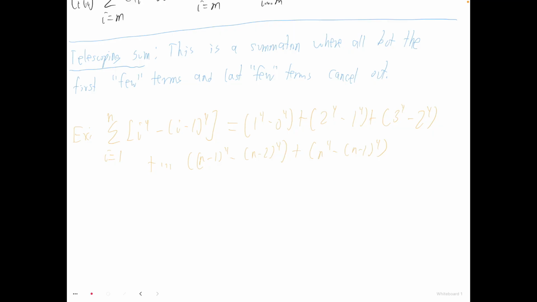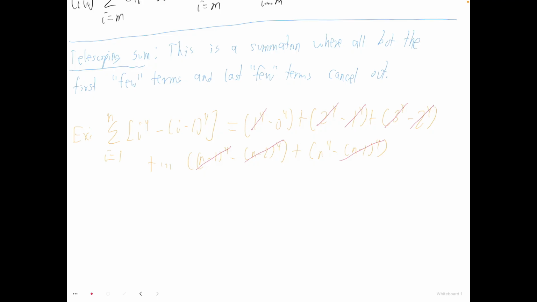But notice things cancel out. This 1 to the fourth here cancels out with the negative 1 to the fourth in the next term. The 2 to the fourth here cancels out with the 2 to the fourth in the next term. The 3 to the fourth here will cancel out with something in the dot, dot, dot. It'll cancel out with the negative term in the next thing. And if we go to the end, the (n minus 1) to the fourth here cancels out with the minus (n minus 1) to the fourth that was in the next term. Now here we have (n minus 2) to the fourth. But that'll cancel out with something in the previous term.